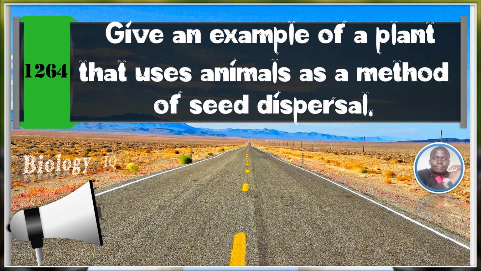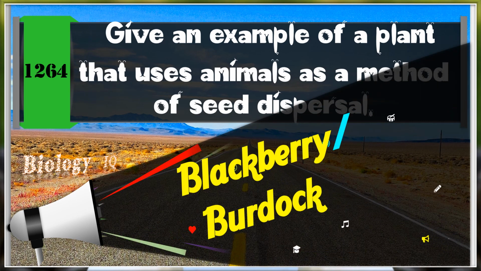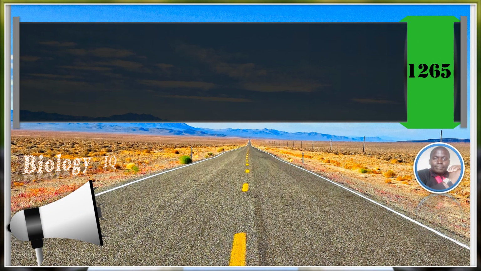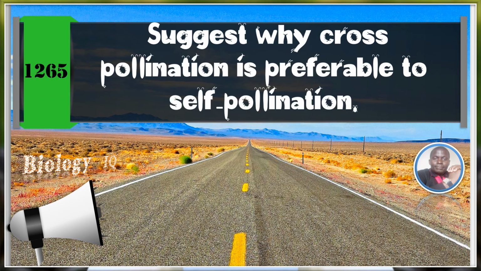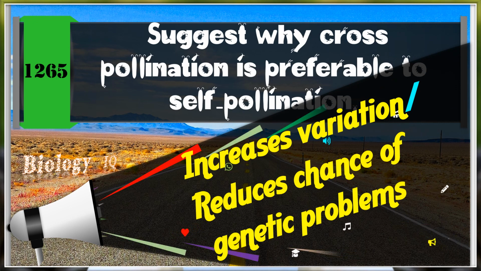Give an example of a plant that uses animals as a method of seed dispersal. Blackjack, burdock. Suggest why cross-pollination is preferred to self-pollination. Increases variation, reduces chances of genetic problems.